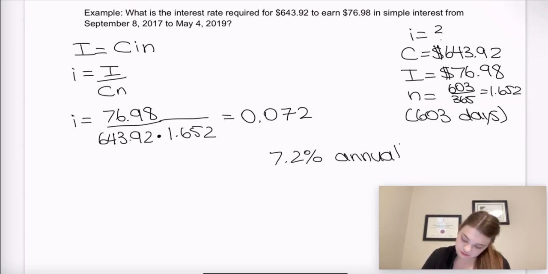So that is the interest rate that would be required in order for the $643.92 to earn an additional $76.98 in simple interest. All right, well, that'll be it for this one.